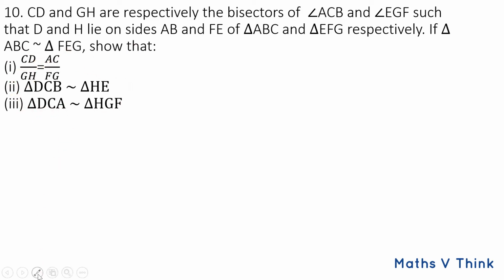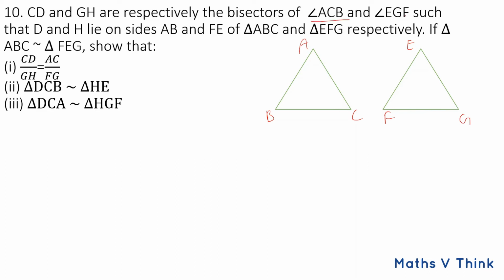So first we shall draw the diagram. We need to draw first triangle ABC and triangle EFG. Now we need to draw the bisectors of angle ACB and EGF. So the bisector of ACB is CD, and in the same way for EGF the bisector is GH.